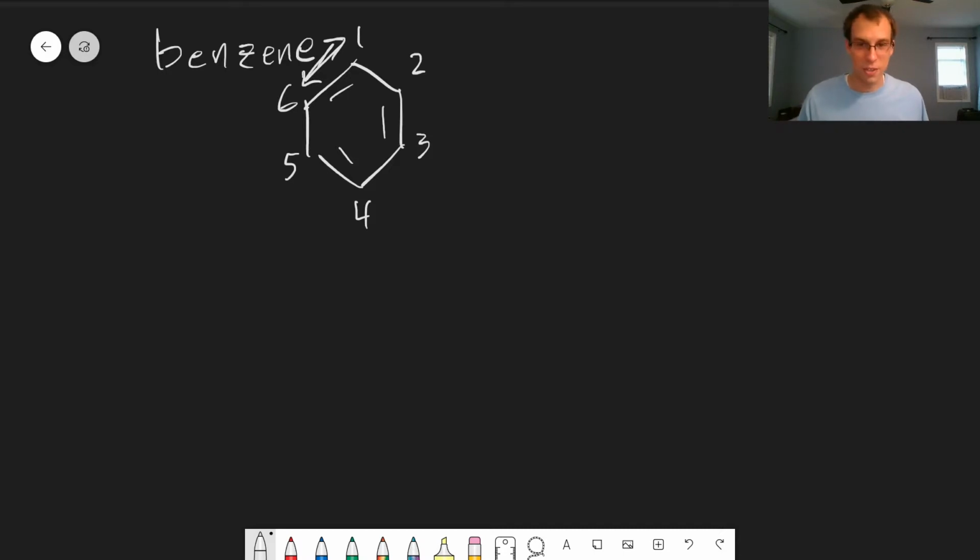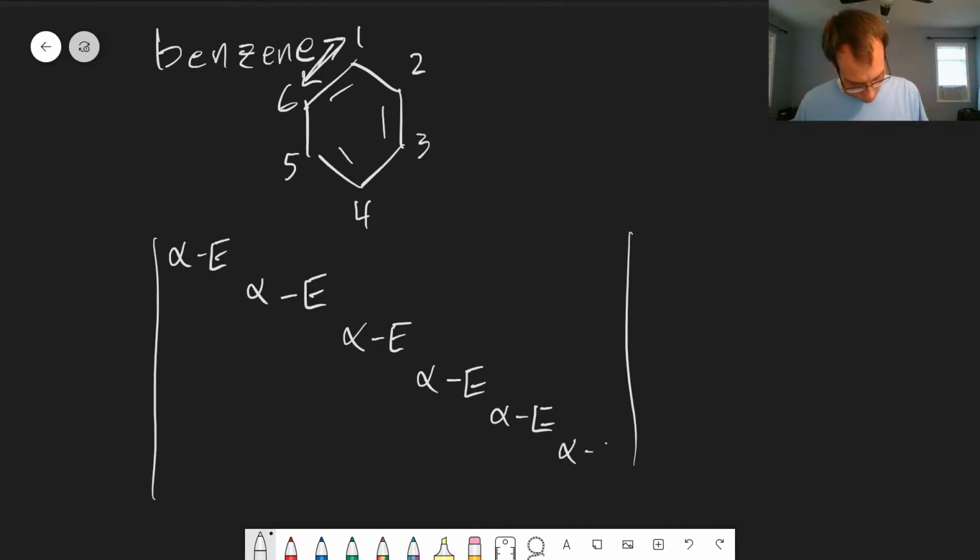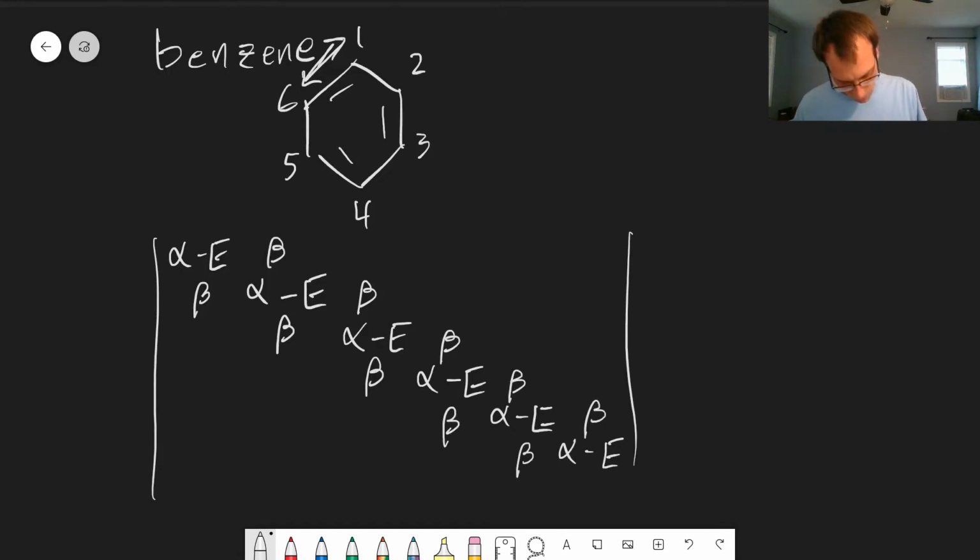So we can write out the secular determinant. It gets a lot bigger because now we have a 6 by 6 determinant, so we're adding together 6 different p orbitals. We'll get alpha minus E all along the diagonal, just like this will always be the case for all of our problems. We'll end up with betas right next to it, so those are all of the neighbors. And then we'll have one more beta that shows up in the corner over here, and that's 1 and 6 interacting with each other.